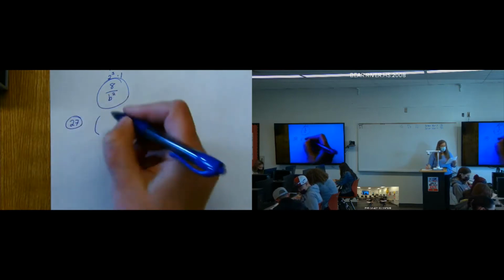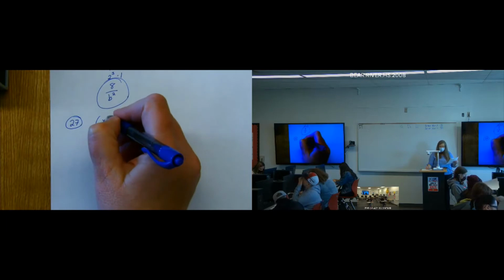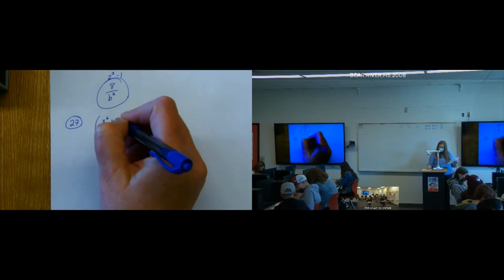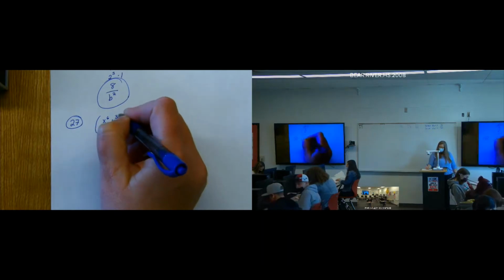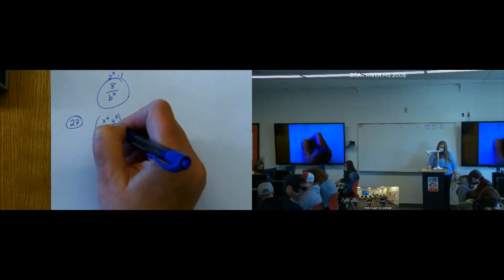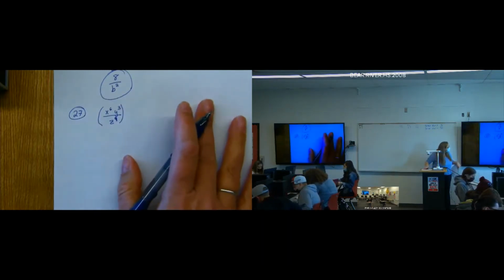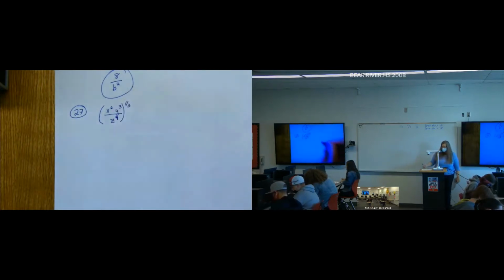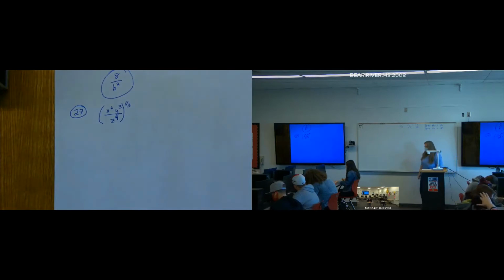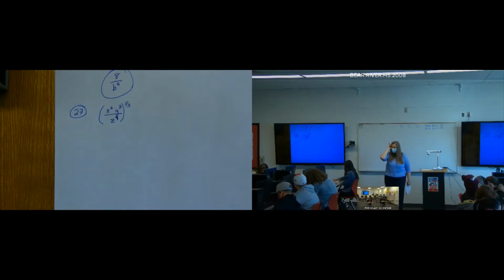Here goes. X to the 6th, Y to the 3rd, over Z to the 9th. This is 5.5, number 27, to the 1/3 power. Everybody take a first guess what you're going to do. Get it in your mind. What am I going to do very first? Don't talk about it, but just get it in your mind what you think you're going to do very first.